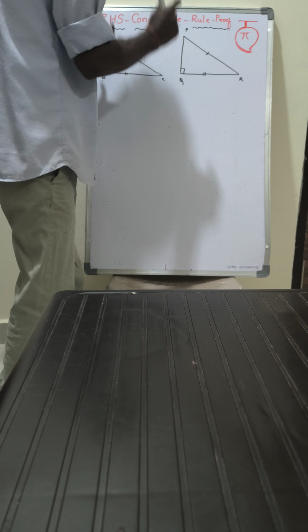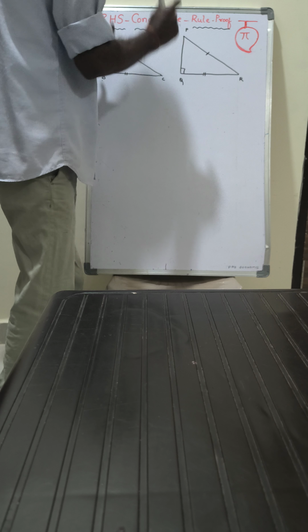So I am just writing the statement here. Two right angle triangles are congruent. These two triangles are right angle triangles, and they will be congruent when the hypotenuse and one side of one triangle are equal to the hypotenuse and one side of the other triangle.